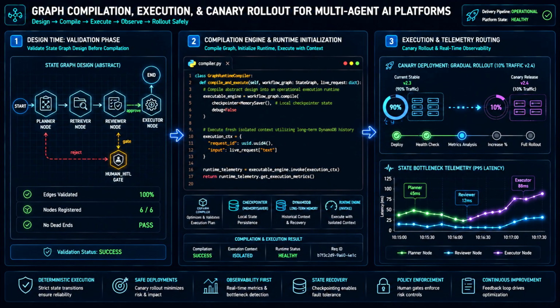Once compiled, the graph becomes a reusable execution engine. Each incoming user request creates a fresh graph execution context while still leveraging persistent memory from DynamoDB.